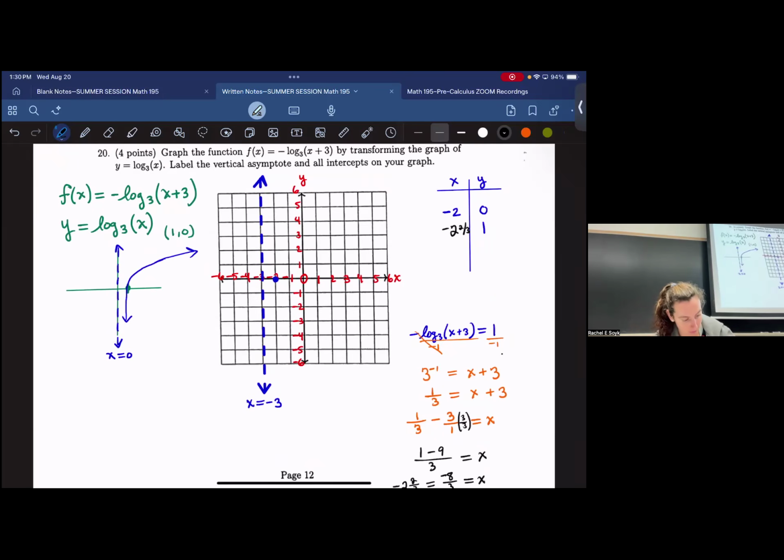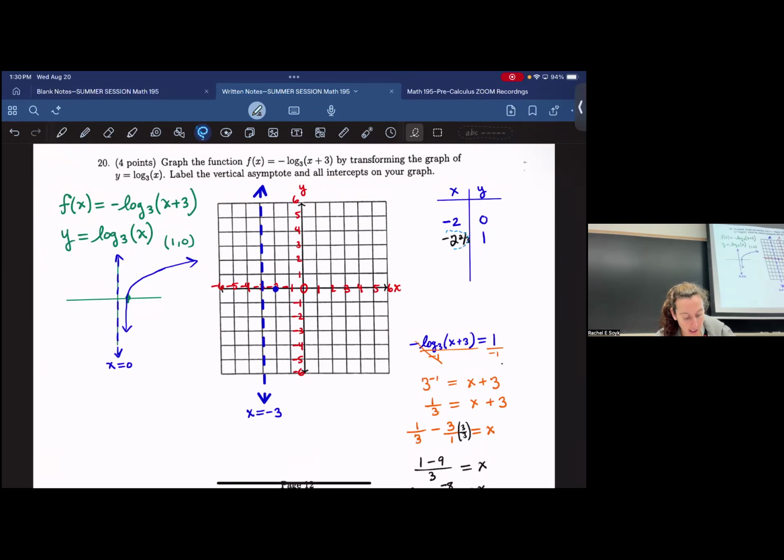All right. The only reason why I did that last point is because in the question, it's explicitly asking us to graph the function, so we should really have more than 1 point. If it was sketching, then we really just need 1 point and we're good. So -2 and 2/3, comma 1. About there. Okay.